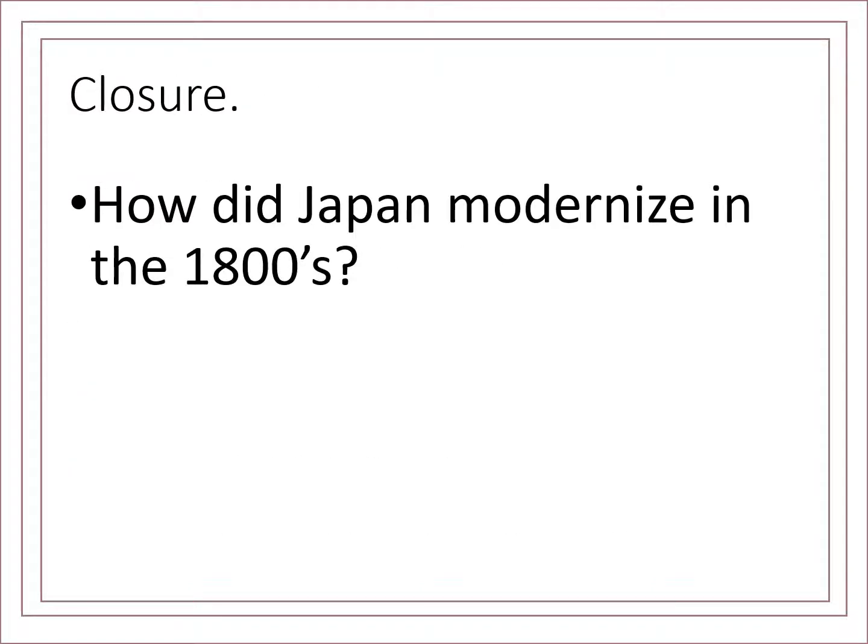Okay, and our closure. How did Japan modernize in the 1800s? Think about a lot of the things that were discussed in the lesson. Think about how the United States played a role in this. Think also about how Japan modernized and expanded as well. That will help you answer your questions.